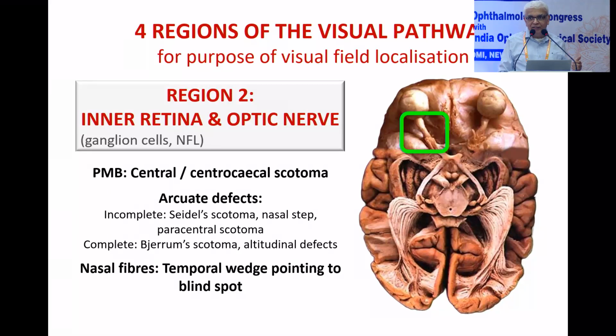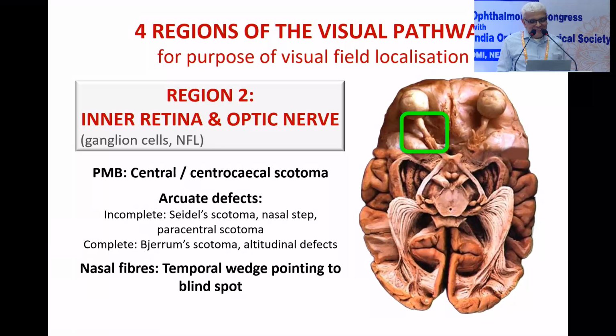Secondly, you'll be familiar with the inner retina, the ganglion cells and their axons, which form the optic nerve and go all the way, let's say, just short of the optic chiasm. The hallmark here would be the central scotoma, the centrocecal scotoma, and all the glaucoma defects that you know, because as you know, glaucoma is an optic neuropathy, however much the glaucoma specialists may disclaim that.